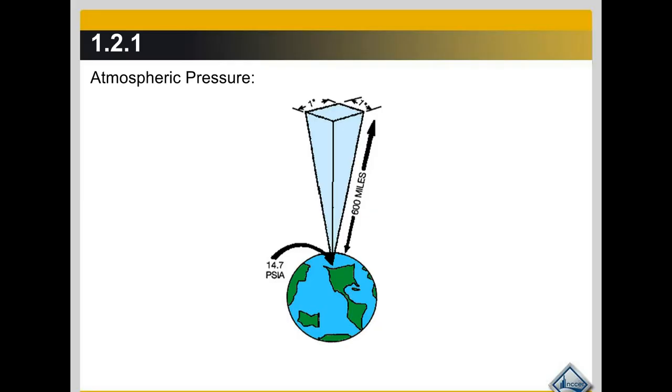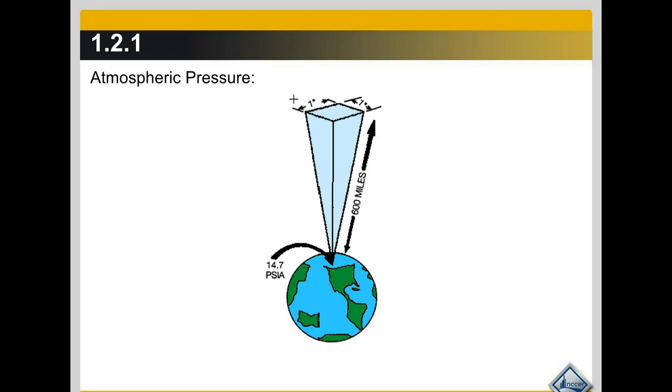All right, so let's talk about pressure here just a little bit, because we deal with pressure quite a bit when we are dealing with refrigeration and air conditioning. So we just got done calculating the area of a square. We're going to go back to that just a little bit.